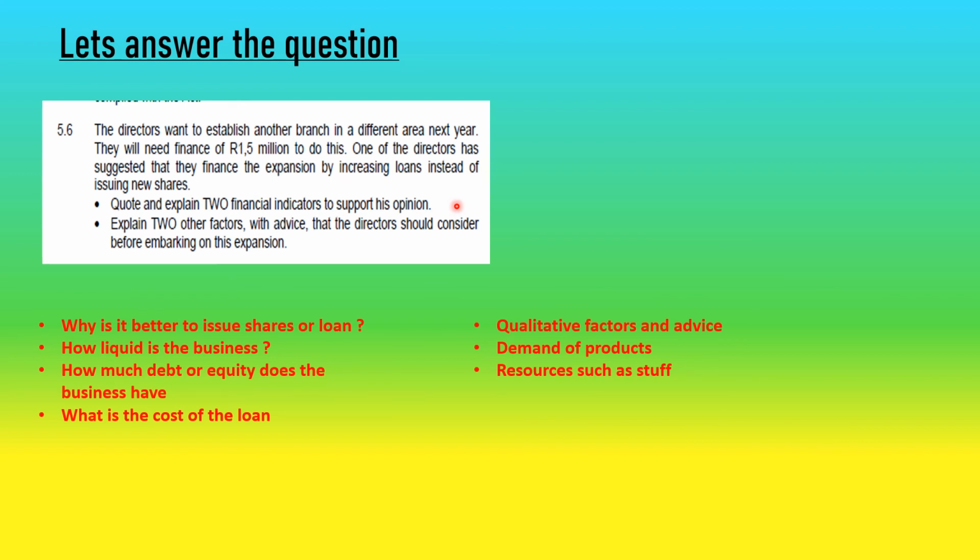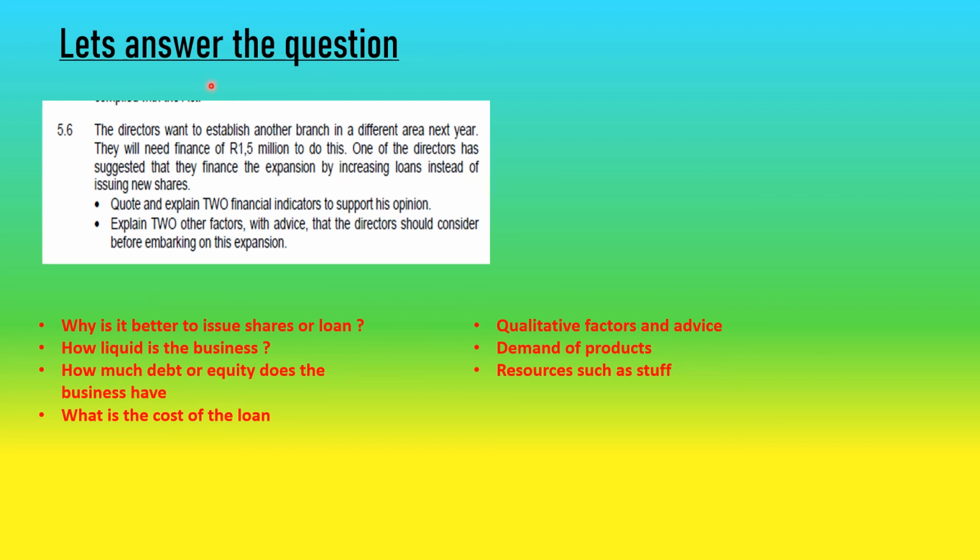So also in these type of questions, you need to ask the question, how much debt or equity does the business have? What is the cost of the loan? Why is it better to issue shares or a loan? But in this case, they would like us to support a loan. So why is it better to take a loan? Because the interest on the loan is less than the return on total capital employed. And that makes it better for us to take a loan, because the cost of the loan is less, whereas our return is too little on the equity. So you'd rather get a loan and not issue more shares.